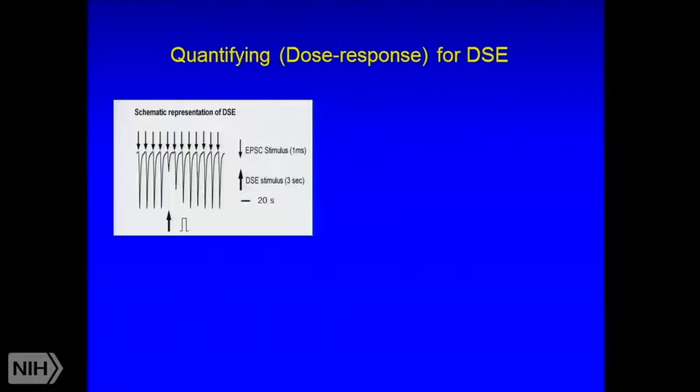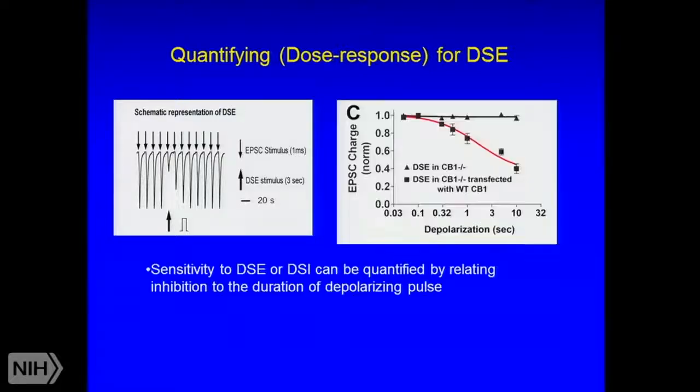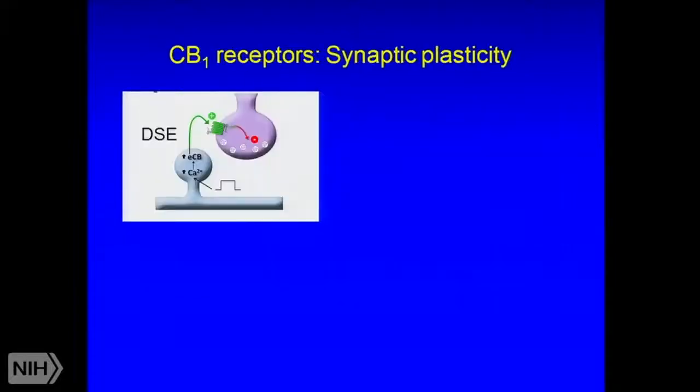So here we're periodically stimulating the neuron. Each stimulation evokes an EPSC. If at this point we depolarize the neuron, we see a diminution of the evoked responses. And that can be quantified in a dose-response curve where on the x-axis, increase in duration of depolarization increases the suppression of the EPSC. So we can analyze this using typical pharmacological approaches.